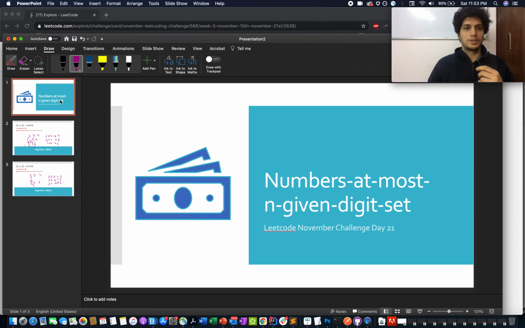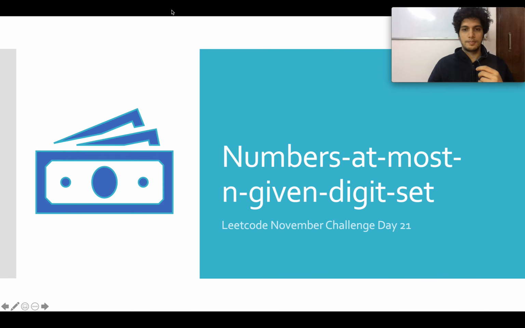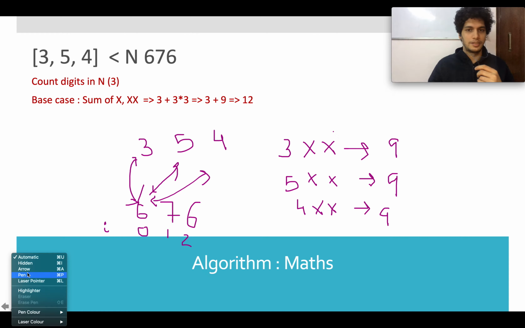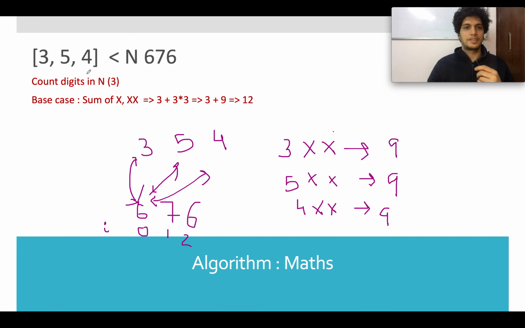So let me go through the slideshow that I have created. Numbers at most n given digit set, and the algorithm is absolute maths. So if you're good at maths or can think in terms of mathematical expressions, the solution will be very simple for you. You just need to think differently from the regular way we think during interviews. So let's take an example here.